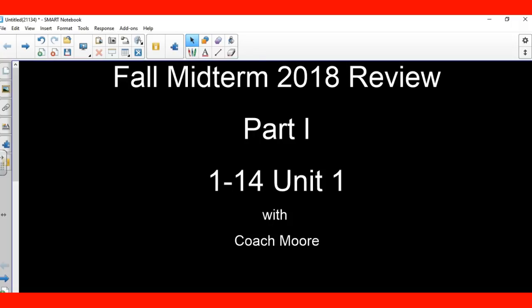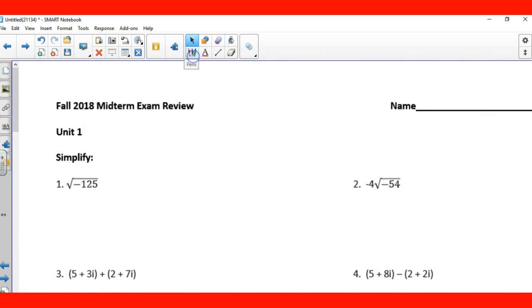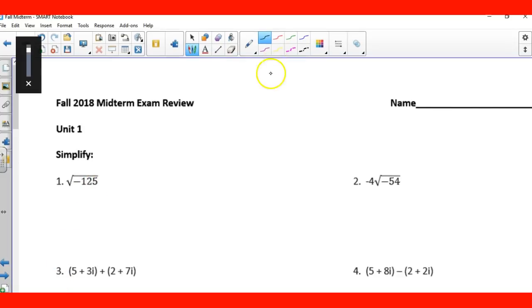Let's get started. Alrighty, jumping in on this first example here. I want to point out that we're simplifying this radical. With simplifying radicals, the first thing you want to do is look at the number underneath the square root and determine if it is a perfect square itself. In this case, negative 125 is not. So we need to factor this whole thing. When factoring it, we're going to figure out what perfect square is a factor of 125. And when we do that, we're going to factor out this negative 1 right here.